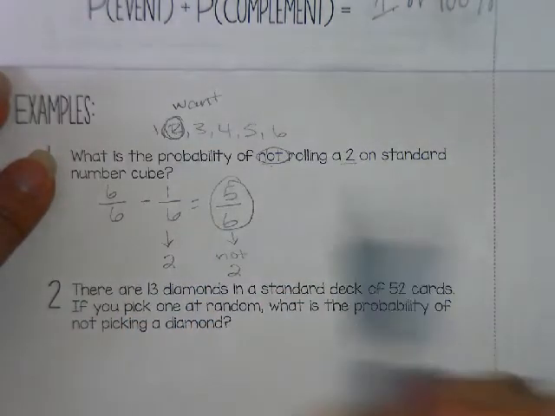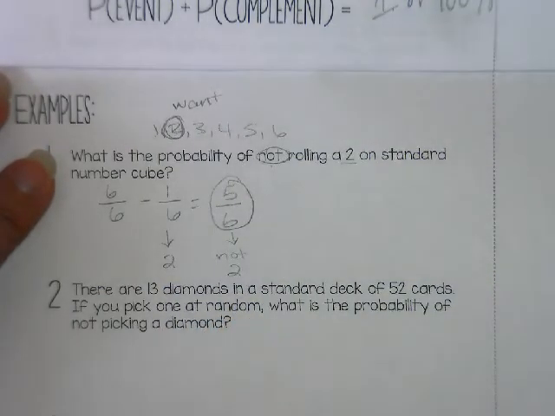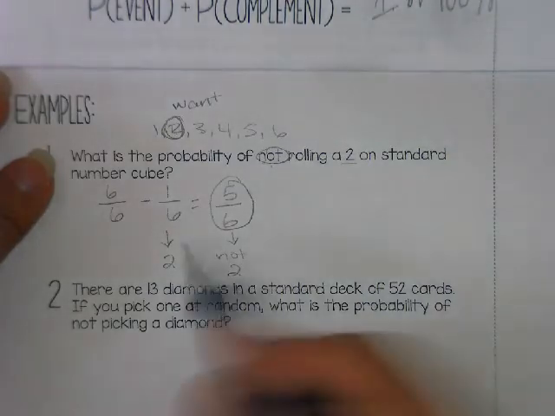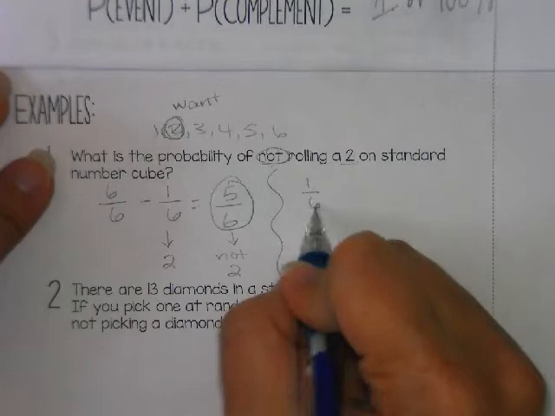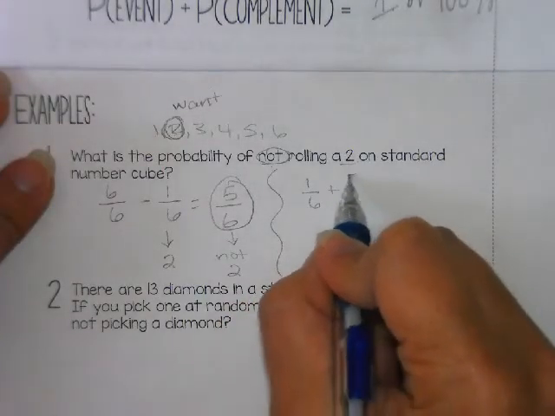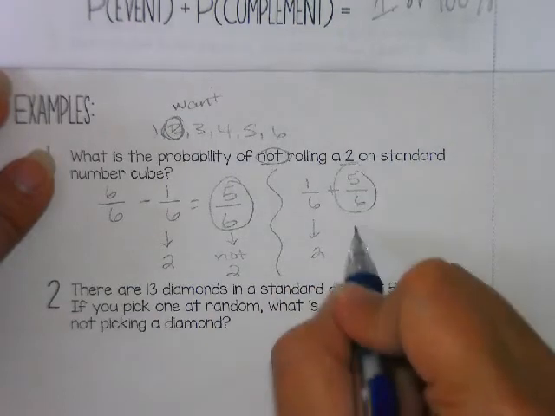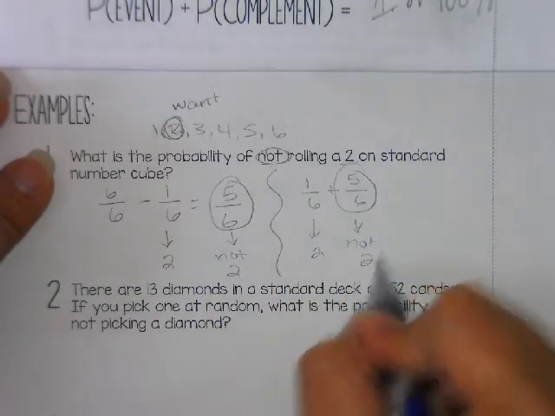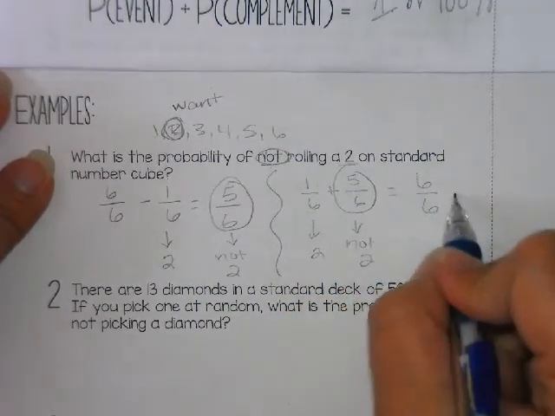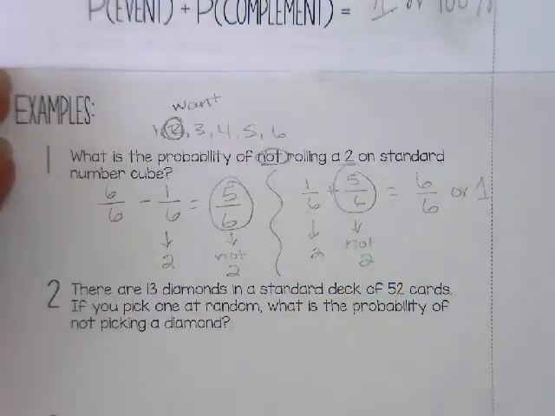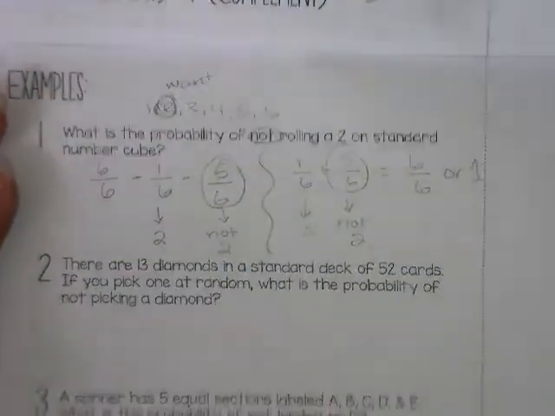Now, most of you could probably look at that and go, well, if we want a 2, then we have 1, 2, 3, 4, 5 left. That is our complement. But I want you to see the math of it. Another way you could write it is, you know that 1/6 is what you want. This is your 2. This is your not a 2. 1/6 plus 5/6 is 6/6, which is your one whole. So remember, this 5/6 is that complement. That is what you don't want.